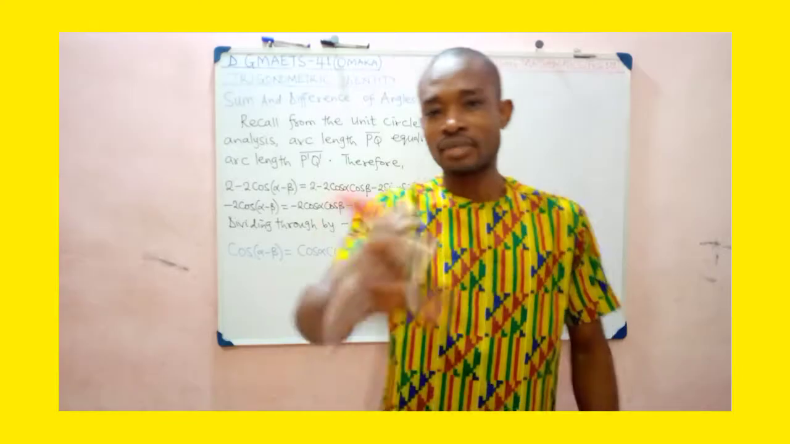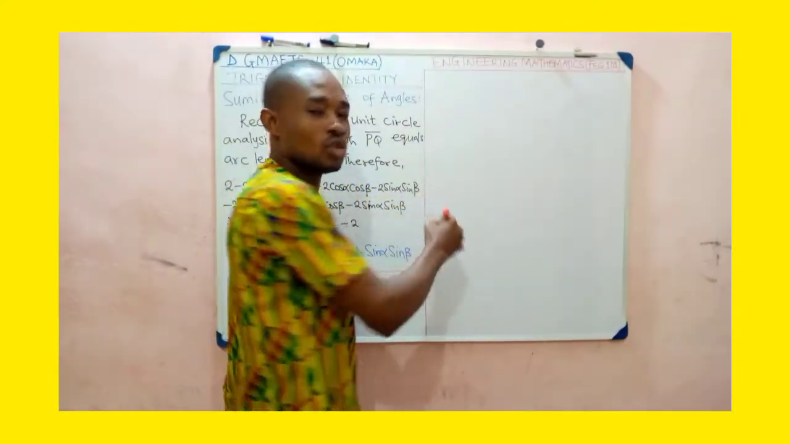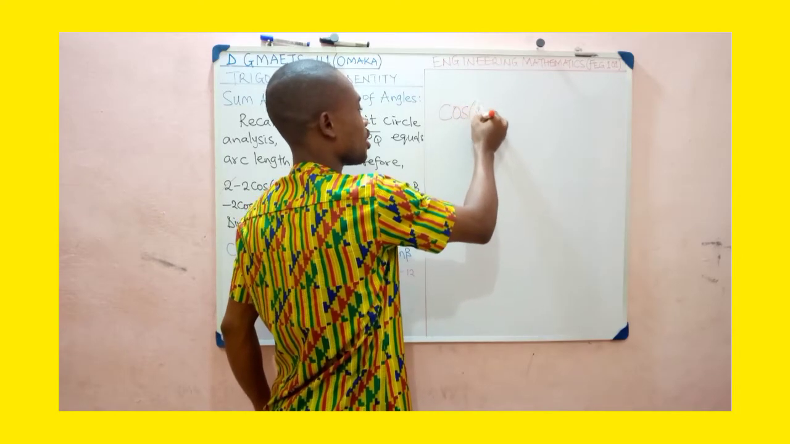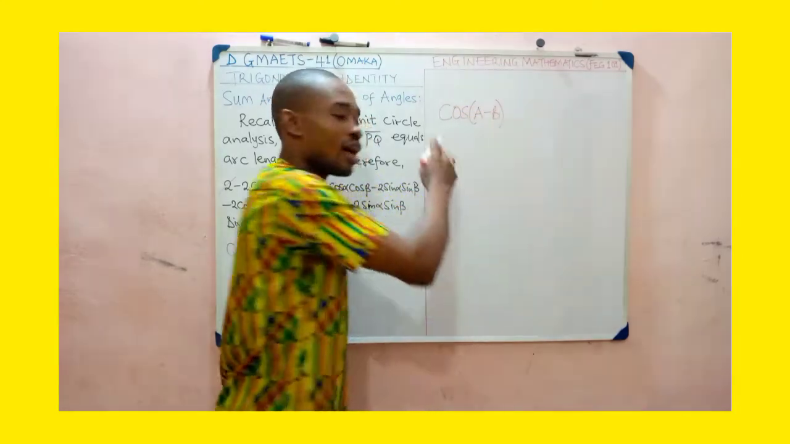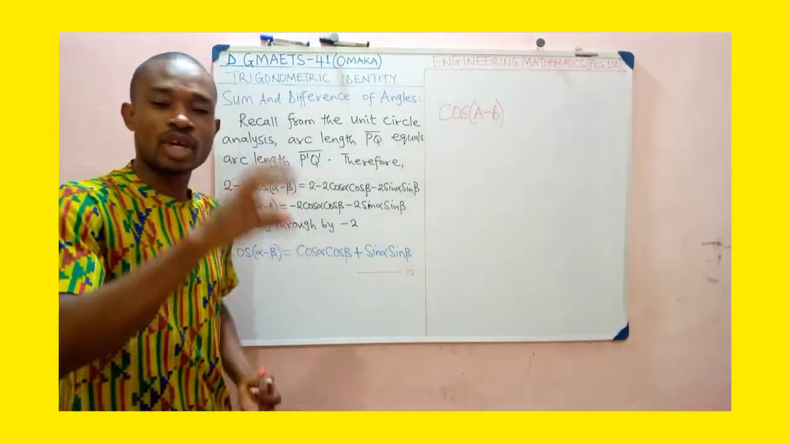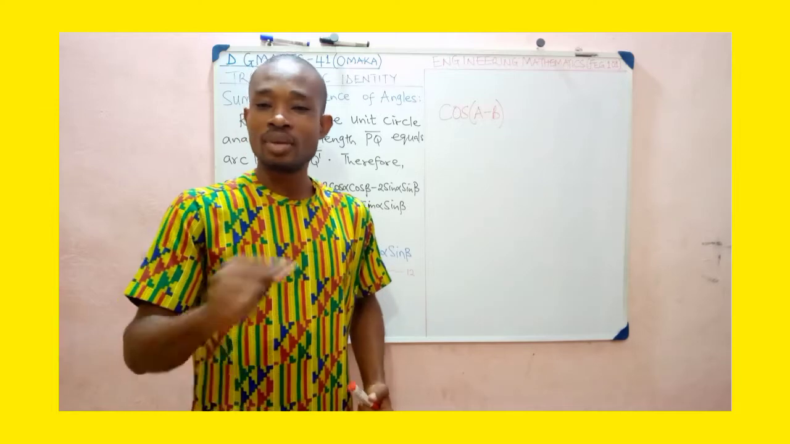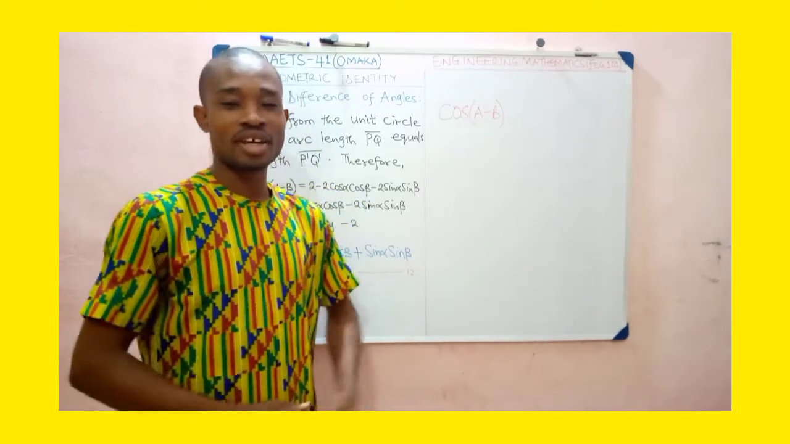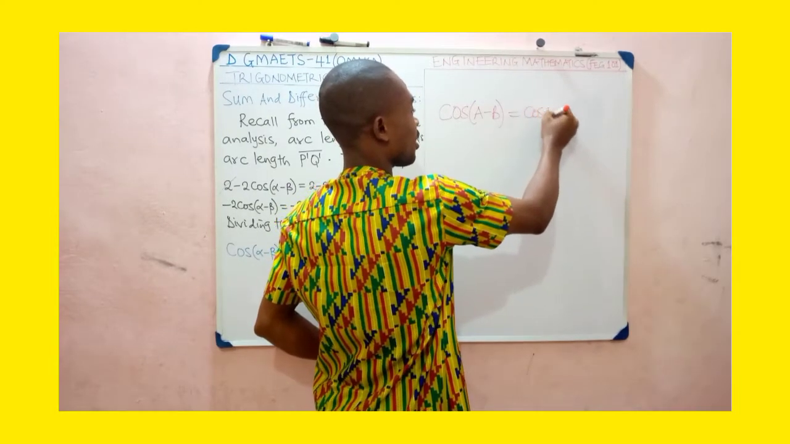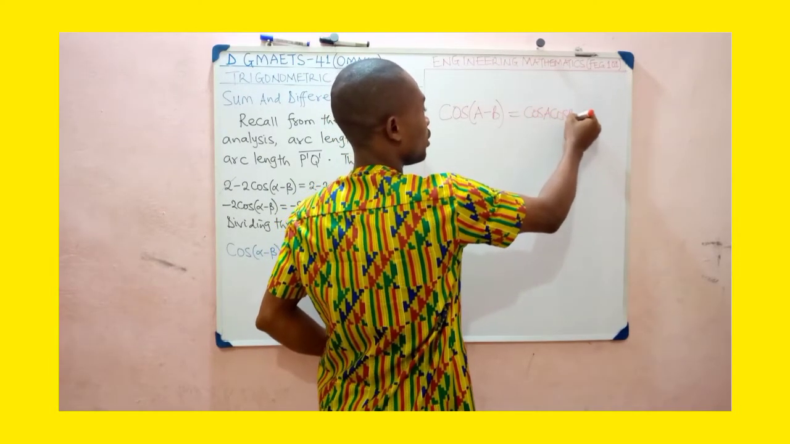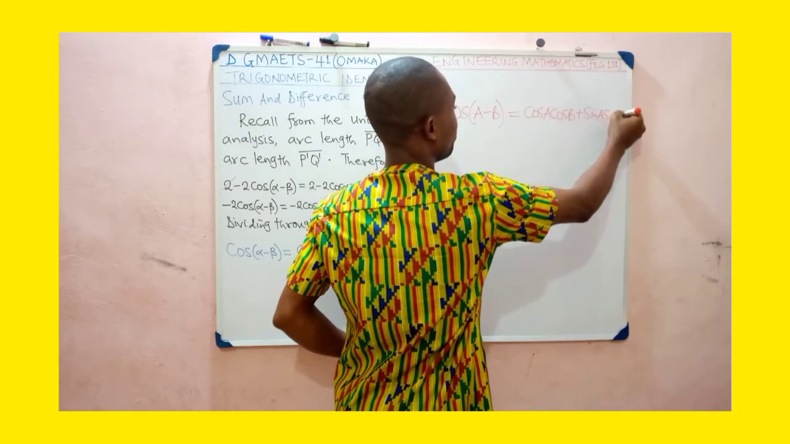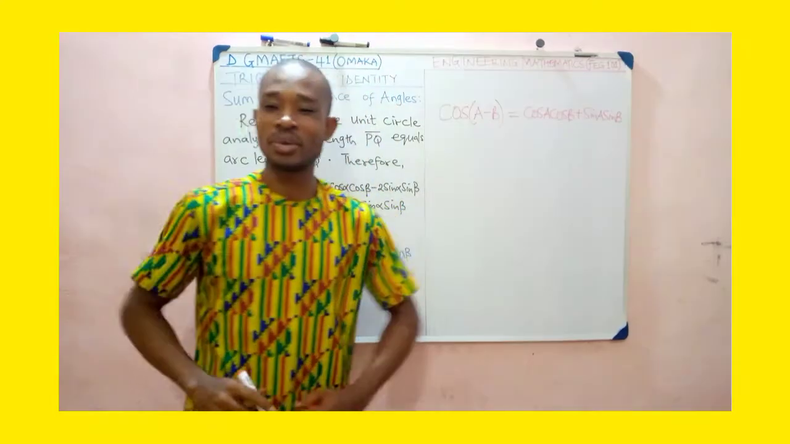Now, let me ask the question, what if you are asked to obtain the value of cos A minus B? How do you write that? All you need is this identity here, is that okay? So it's going to be cos A times cos B plus sin A times sin B. So that's going to be equal to cos A cos B, and then plus sin A sin B. That is how it goes.